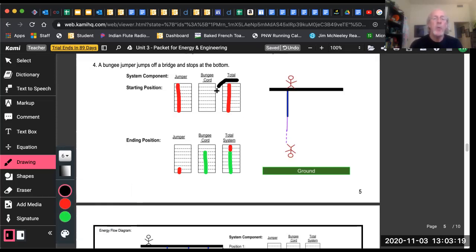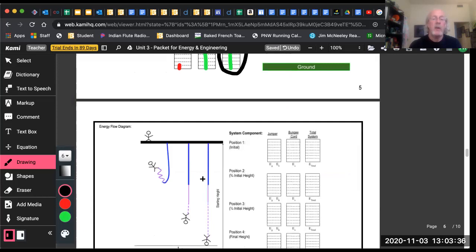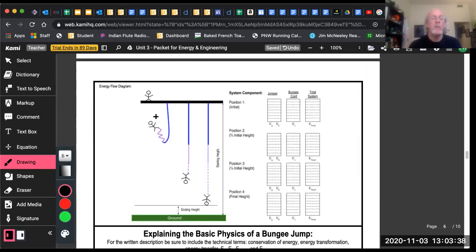So notice the total energy, we started with all potential, and now a big chunk of that potential has been transformed into elastic energy. So wasn't there some kinetic in here somewhere, maybe in the middle? Well, let's take a look at it. We'll break our system down a little further.